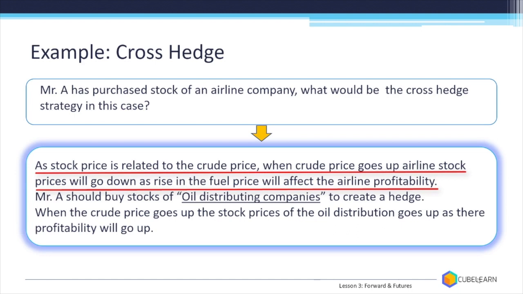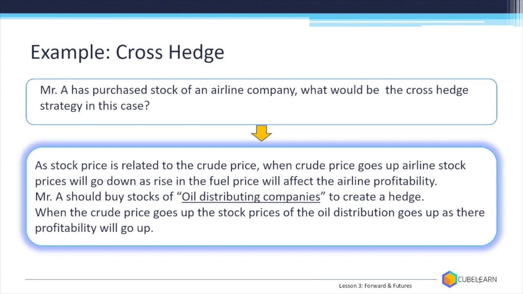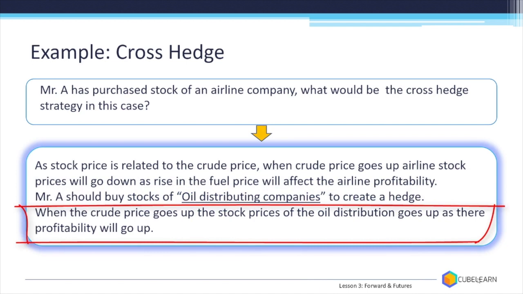Mr. A should buy stocks of oil distributing companies, as when the crude price goes up, the stock price of oil distributing companies goes up, as their profitability will go up.